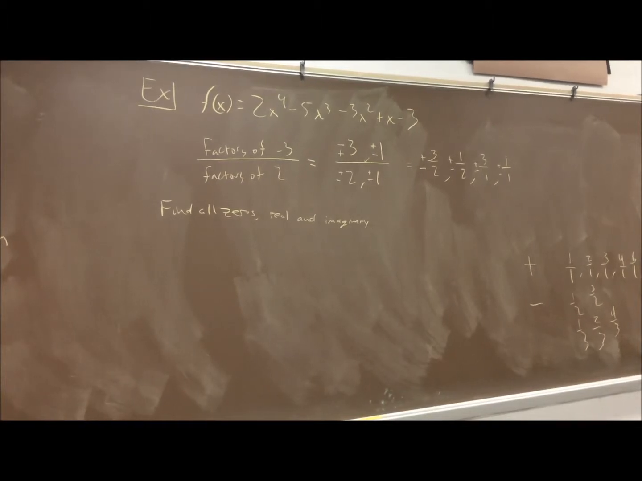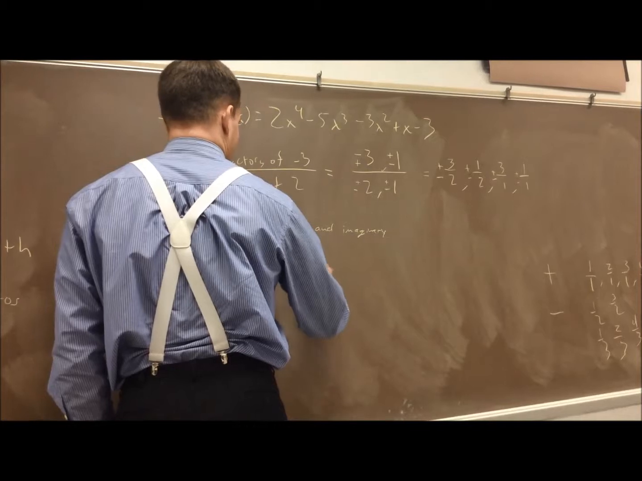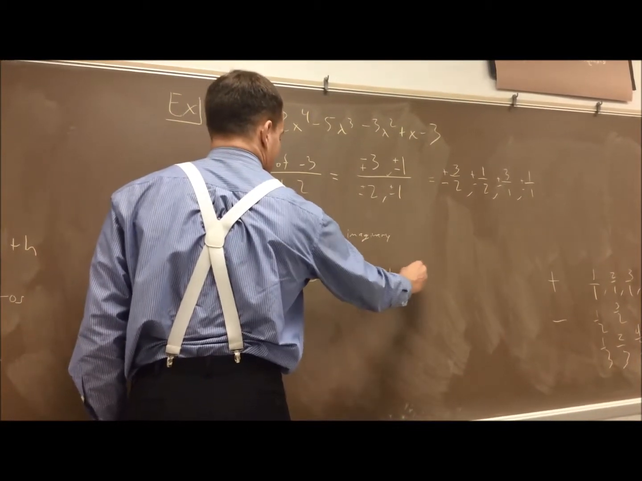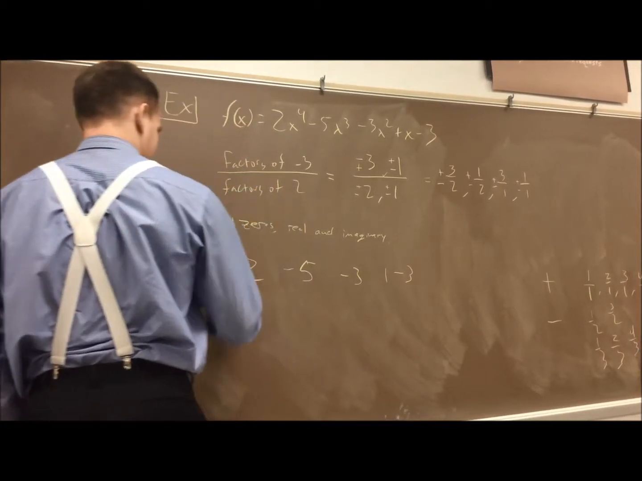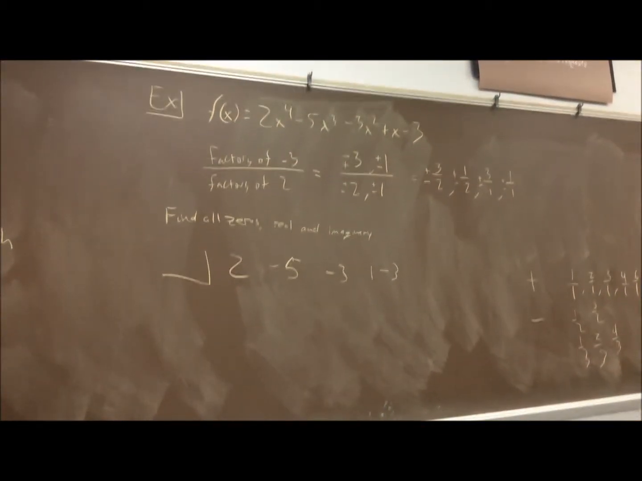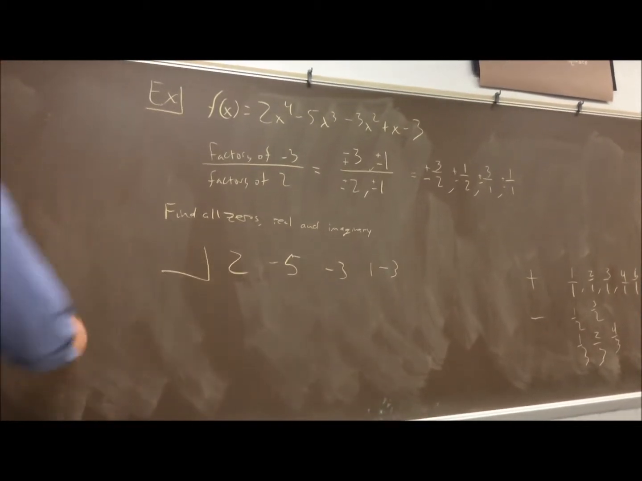All right. So, let's do this. 2, negative 5, negative 3, 1, negative 3. First number you want to check? 3? All right, let's try 3.